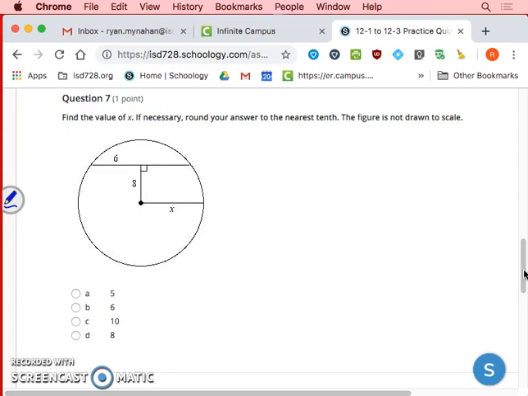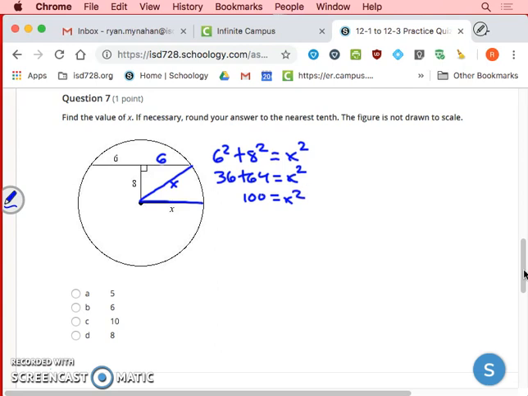All right, if I have a 6 on the left here, I can put a 6 here, and this distance is my radius, which is x. I'm just going to redraw that so that it's the hypotenuse of my triangle. So 6 squared plus 8 squared equals x squared. 36 plus 64 equals x squared. 100 equals x squared. 10 is my answer for number 7.